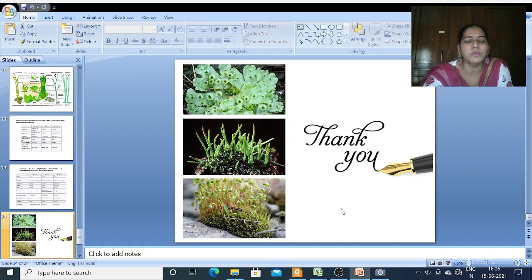So I hope you have understood all the examples of liverworts, the Anthocerophyta or hornworts, and the mosses. We will talk about them in further detail in the next lectures.